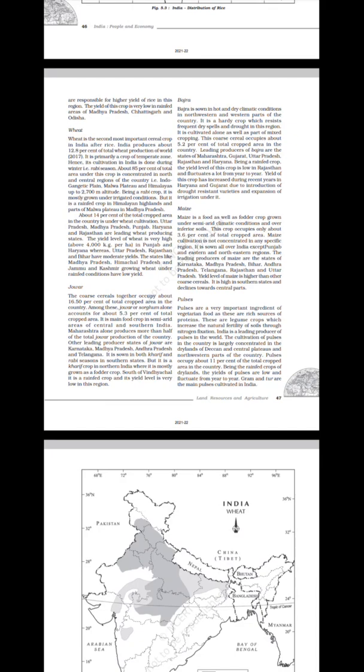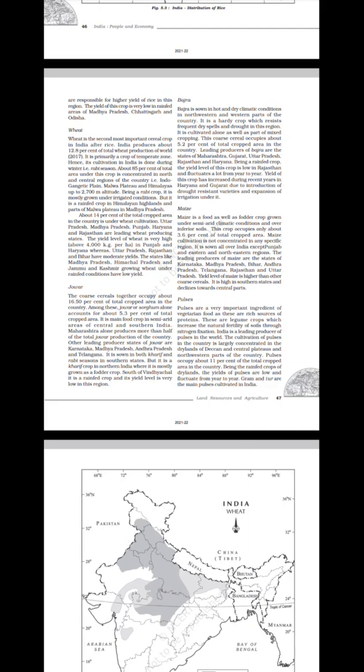Genetically improved varieties of seed, relatively high usage of fertilizers and pesticides, and lower levels of susceptibility of the crops to pests due to dry climatic conditions are responsible for higher yield of rice in the region. The yield of this crop is very low in rain-fed areas of Madhya Pradesh, Chhattisgarh, and Odisha.